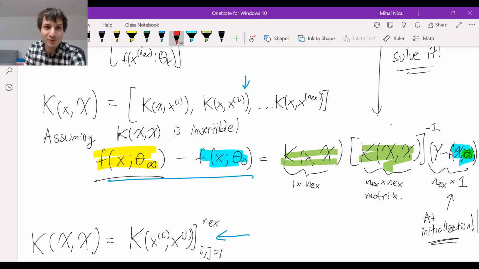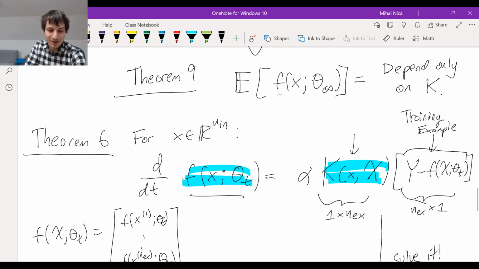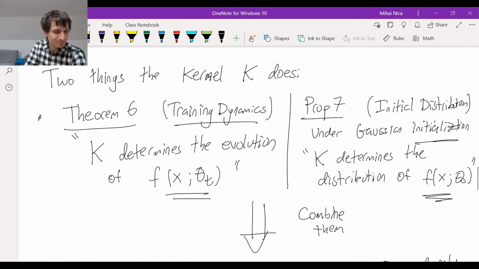So if you have this formula, you can skip the step in your computer program where you run the gradient flow or gradient descent. You can skip that. If you just know how to do matrix multiplication, you can know what the output is going to be. And in some situations, maybe it's better to do the gradient flow or gradient descent. But in other situations, maybe it's better to really just do it with this matrix K. Okay, so this is theorem 6, the training dynamics.